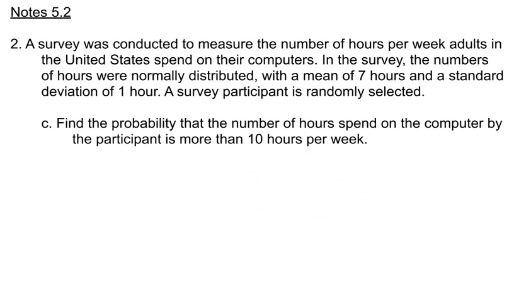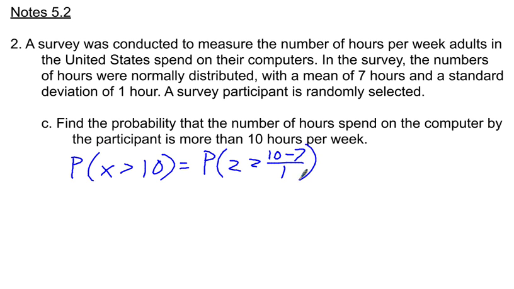And finally, the last problem, we want to find the probability that the number of hours spent on the computer by the participant is more than 10 hours per week. So we're finding the probability that x is greater than 10. Now we standardize: 10 minus 7 divided by 1. So this is the probability that z is greater than 3. And just from what we know about the normal distribution, looking greater than 3 standard deviations above the mean, not a lot of data values take place there. So we should expect this to be a very small probability.